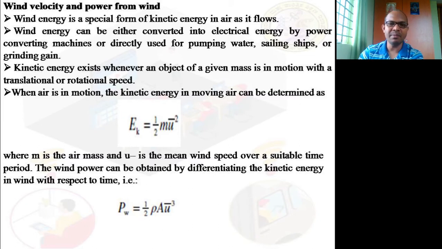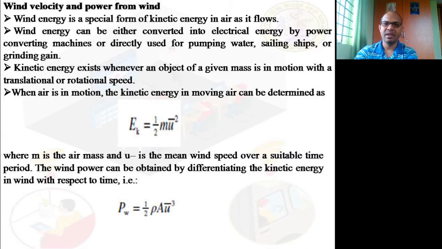Now where m is the mass of the air and u is the mean wind speed over a suitable time period. The wind power can be obtained by differentiating. By differentiating this, we can obtain the kinetic energy in wind with respect to time. After obtaining that, Pw, the power of the wind, is equal to half into rho A u cube. So we are just differentiating this, and when I differentiate this, I get power.